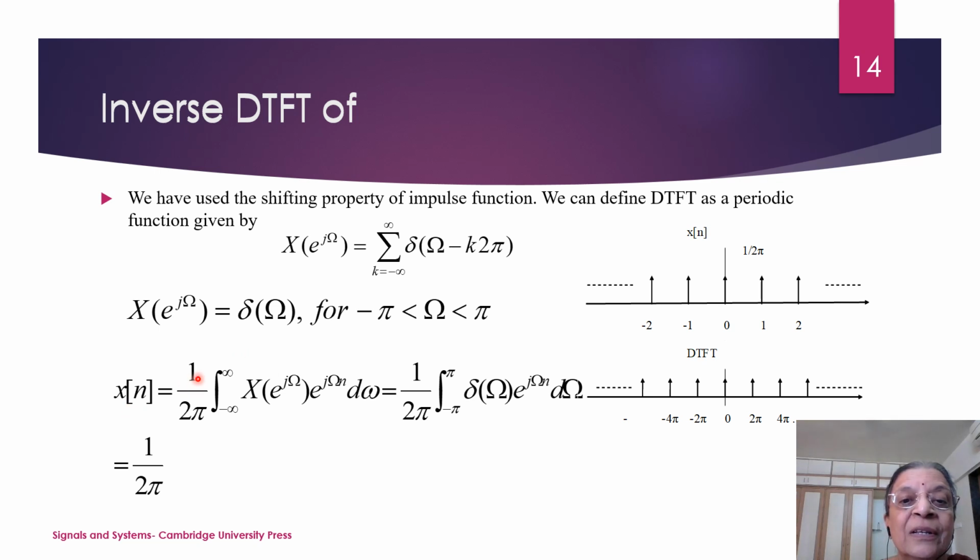So what is xn? Xn is 1 upon 2 pi, because 2 pi is the period, integration of X of e raised to j omega, e raised to j omega n d omega. So 1 upon 2 pi integration minus pi to plus pi, because this is the period. At omega equal to 0 the value is 1, and when I put the corresponding value as 0 over here, the corresponding value is 1. So x of n turns out to be 1 upon 2 pi. So the corresponding value of this discrete time signal, the value of the impulse, is 1 upon 2 pi. Is that right?